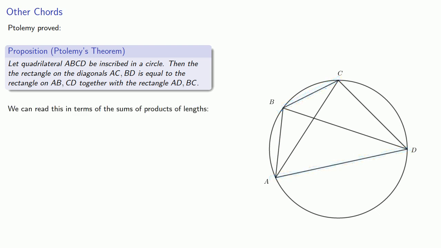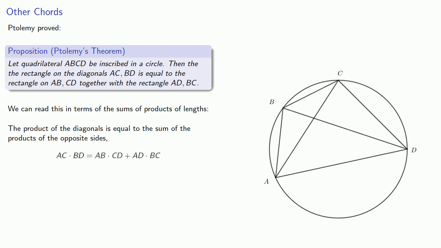We can read this in terms of the sums of products of lengths, so the product of the diagonals is equal to the sum of the products of the opposite sides, or AC times BD is equal to AB times CD plus AD times BC. Now, while this result is true in general, a useful special case, and the one Ptolemy focuses on, occurs when one side is the diameter.